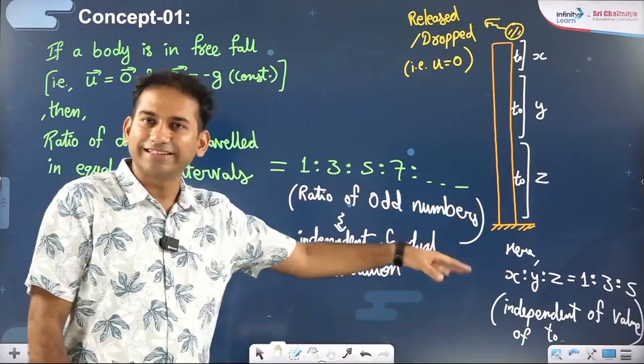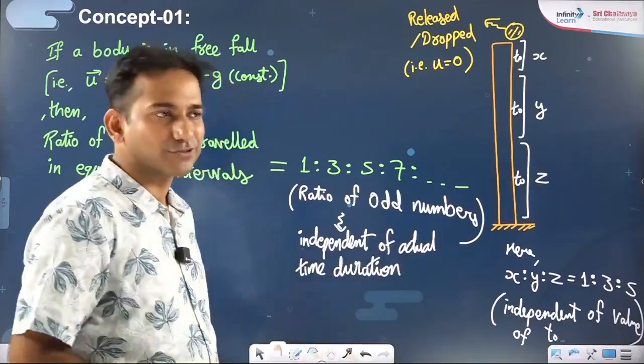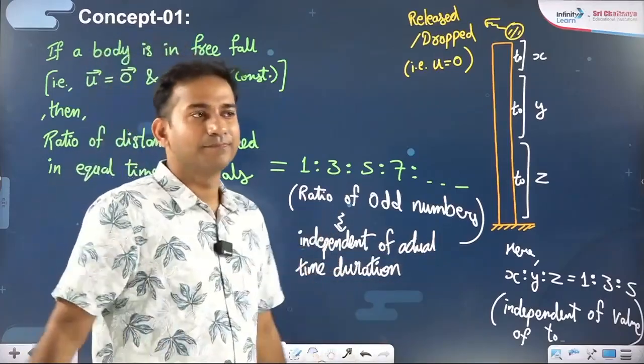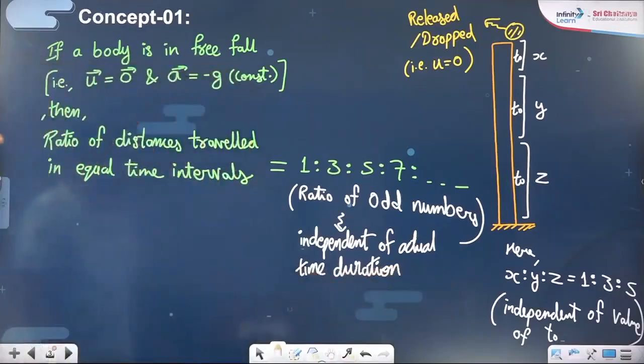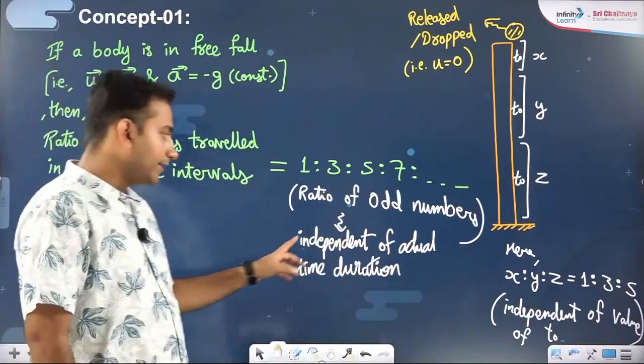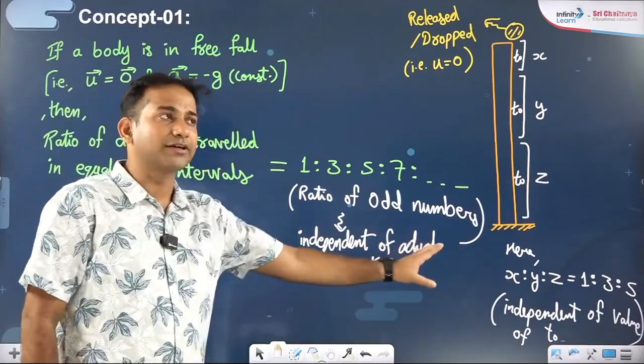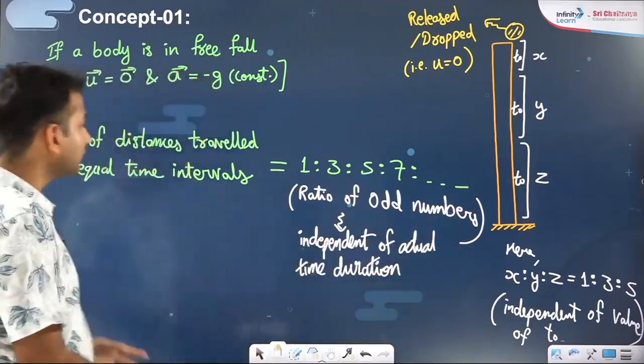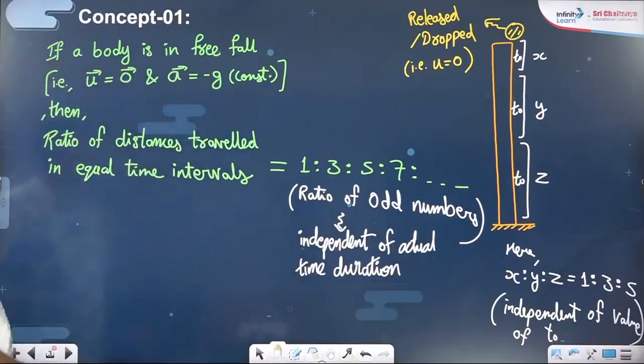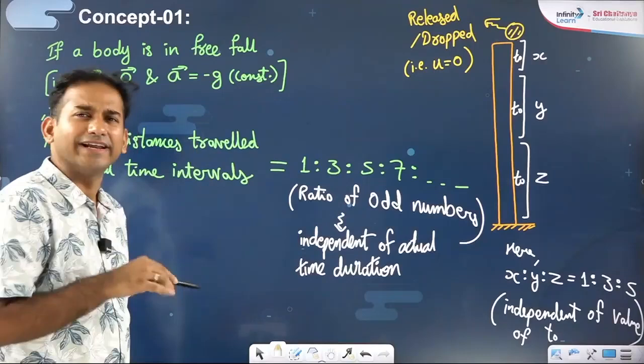We will directly start from the NEET PYQs. But tell me first of all, is this much understood? It is independent of actual time duration. The ratio is going to be the ratio of odd numbers. This is the actual situation for you. Proof is not required. We are not getting into the proof.